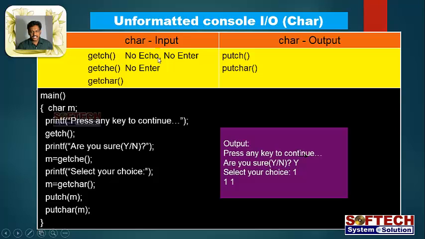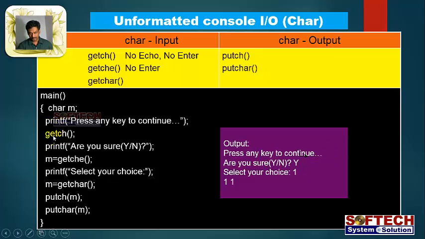But getch is no echo, no enter. What is echo? What is enter? After analyzing this program, we can understand echo and enter. That is character m. This is one of the character variables. It allocates one byte of memory. Then it displays on the screen through the print function. We can display the string: press any key to continue. So the output is like that, press any key to continue.